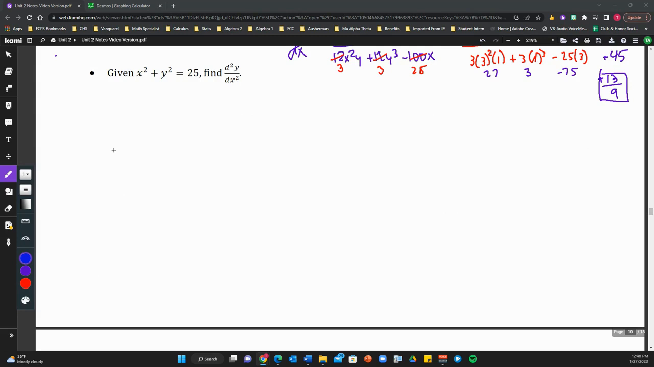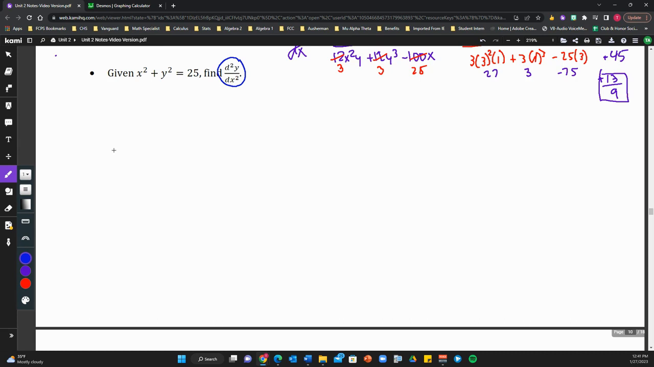All right, our next example says, given x squared plus y squared equals 25, we want to find d2y over dx2. So that is, remember, the notation for our second derivative, which means I need to do this dy dx process twice. Okay, and remember, there's no shortcut to go from the original equation to the second derivative. So we're going to have to go through this process twice. And I'm going to point out a couple things as we go.